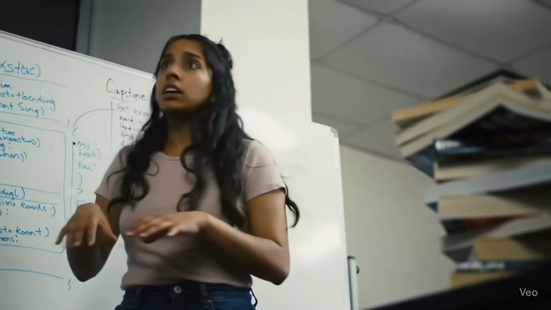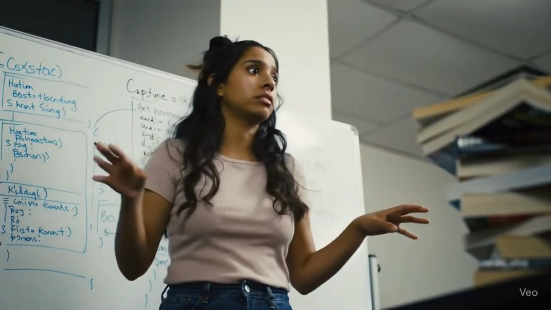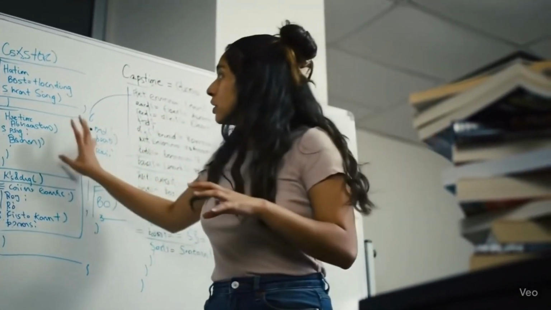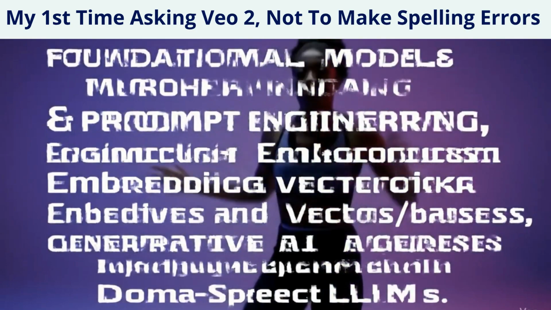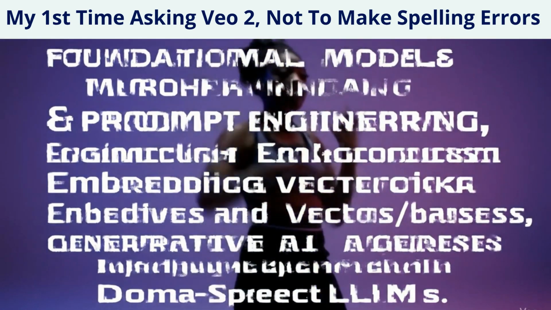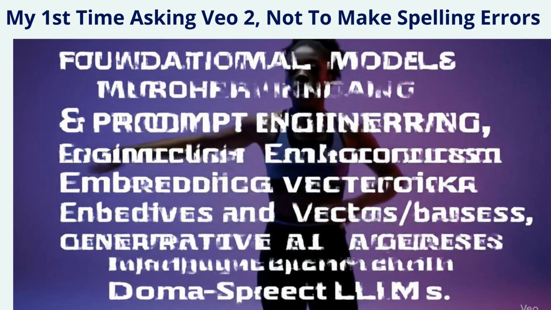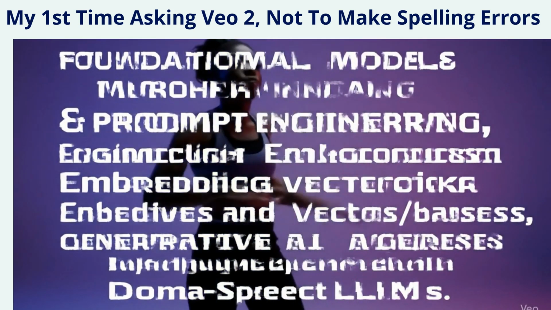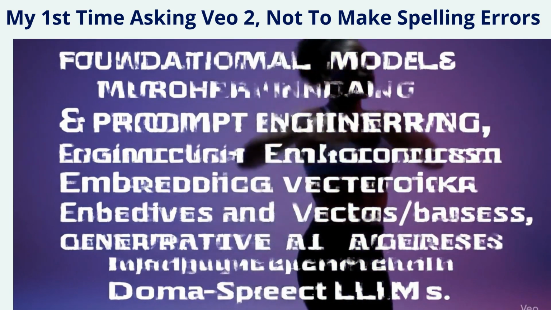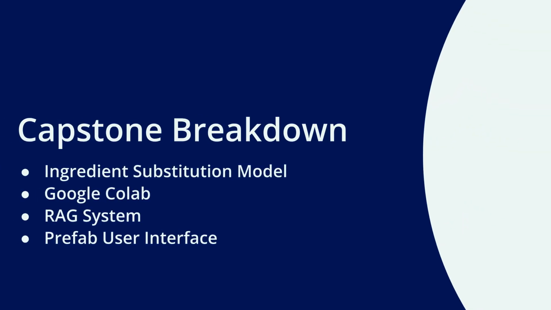It all started with a 5-day immersive AI course with Kaggle, which covered Day 1, Foundational Models and Prompt Engineering. Day 2, Embeddings and Vector Stores/Databases. Day 3, Generative AI Agents. And on Day 4, Domain-Specific LLMs. On the 5th day, we did a course overview and discussed the capstone project. The capstone will be the focus of this video. Check out my blog by the same name for a detailed breakdown of the complete course.